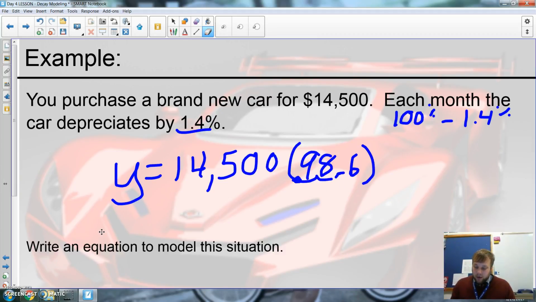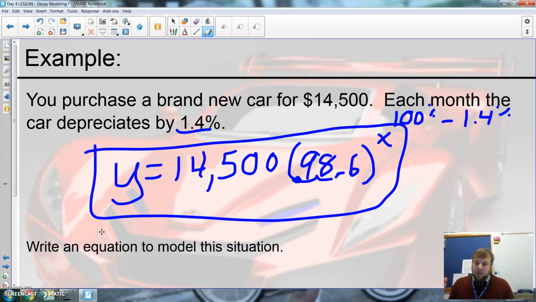Sorry, I'm trying to erase and I'm missing it. It's just a little off. Sorry, we'll work through it. Put my X. There's my formula. Easy peasy lemon squeezy. Very easy.